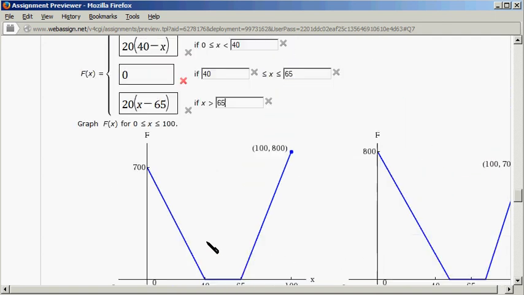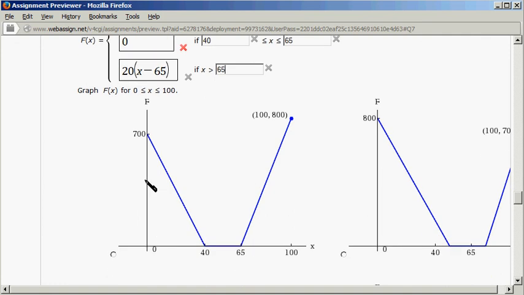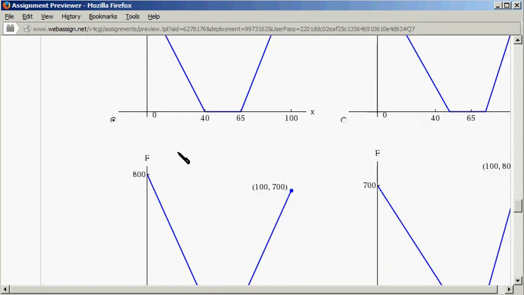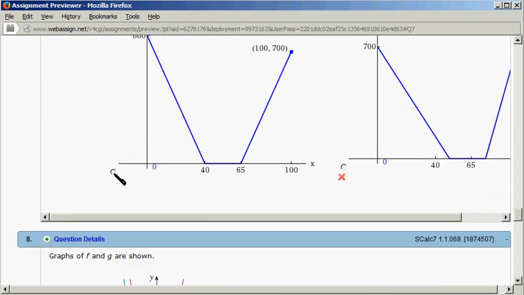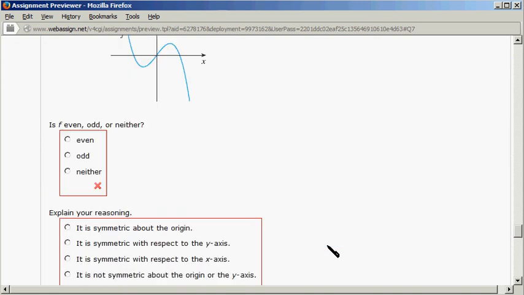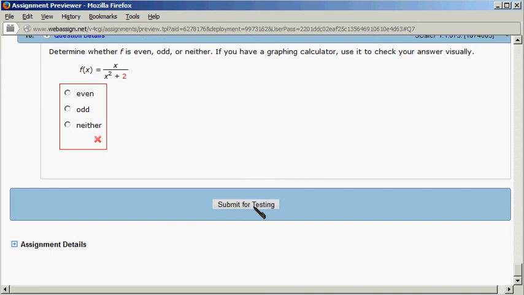Then look at the other things. For example, if x equals 0, if you plug in 0, we should get 20 times 40, which is 800. When x equals 0, this one is 700, not 800. This one is hitting 800, so this has got to be the right one. Let's check the answer by going down here and submitting for testing.